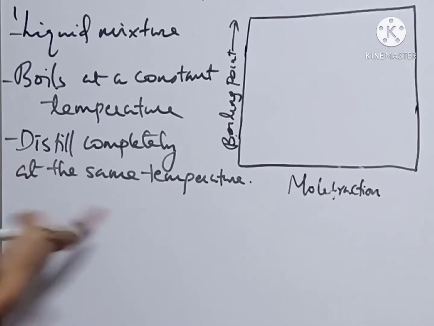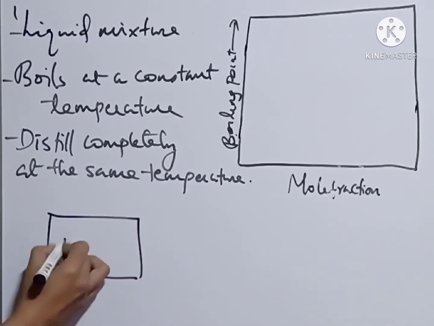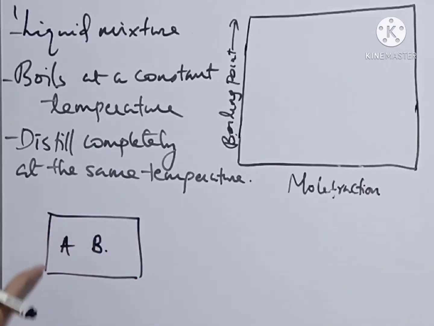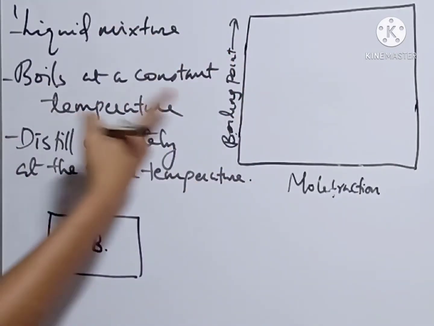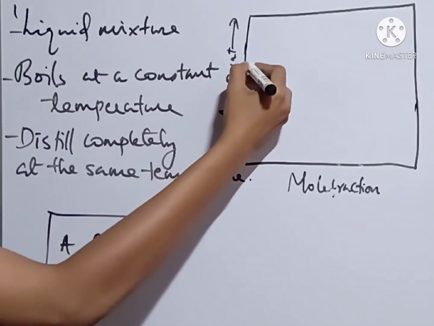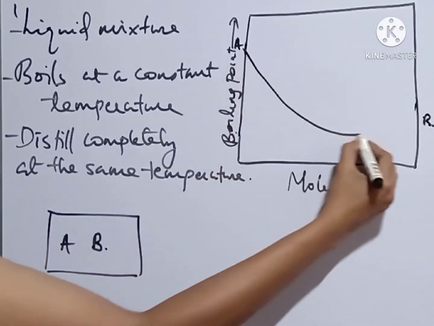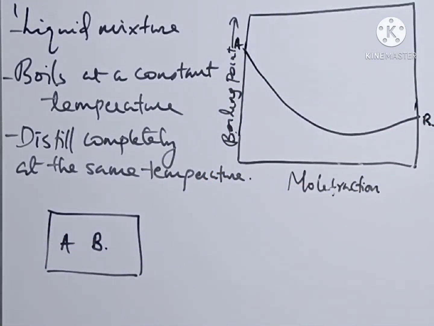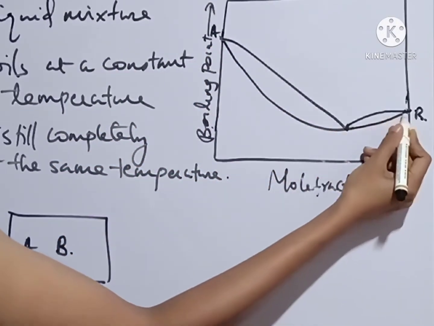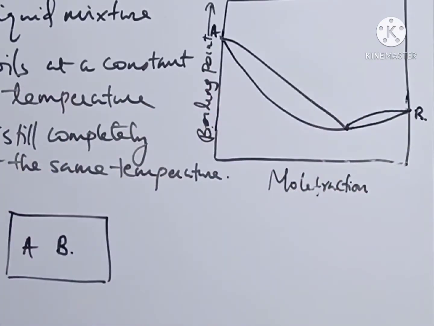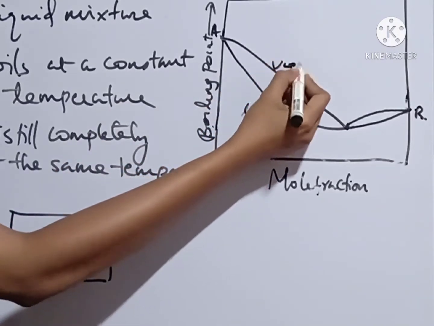Okay, let's go to the details of this. Consider a binary liquid containing A and B. A is less volatile and B is more volatile. So if we draw the boiling point mole fraction curve of this, we'll get A here and B here, and this is the liquid composition curve, and this is the vapor composition curve.